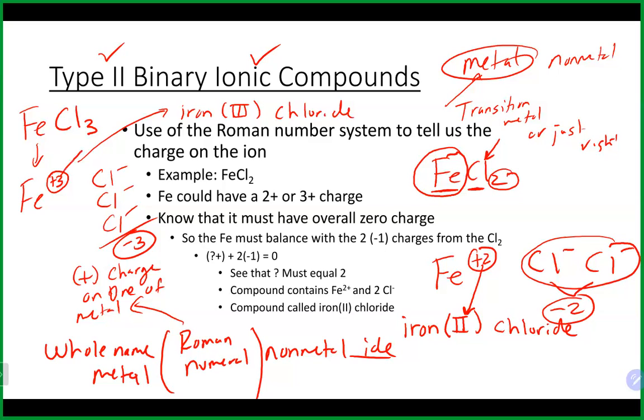So we want to tell people basically when we're naming things that in the first case, we're dealing with the iron that has a +2 charge. In the second case, we're dealing with the iron that has a +3 charge. We do not need Roman numerals on type 1 compounds because they have fixed charges. So no matter what you do to sodium, it's always going to be +1. It doesn't matter who they hook up with, it will always be +1. So there's no need to tell somebody that's +1 because it cannot be anything other than +1. Any questions on that there?